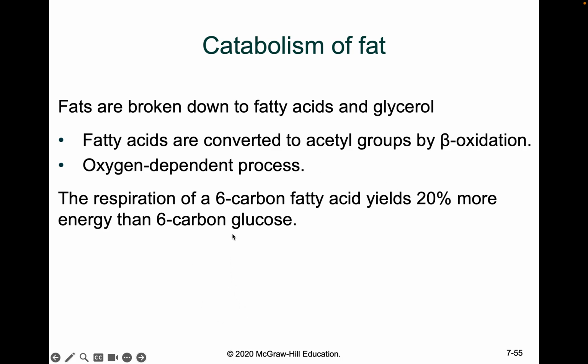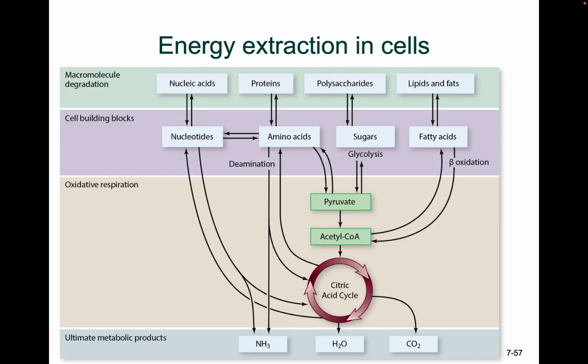This can go into two rounds of the Krebs cycle because you get two acetyl CoAs, while this gives you three rounds, hence a 20% increase. So catabolism of fat is actually very important. It really gives us much more energy than sugars.